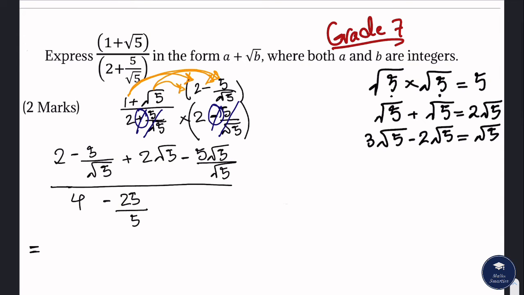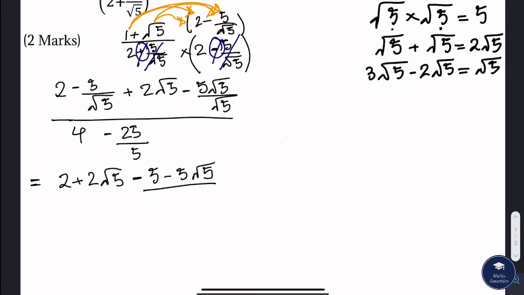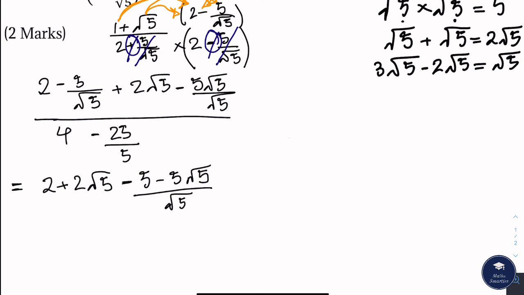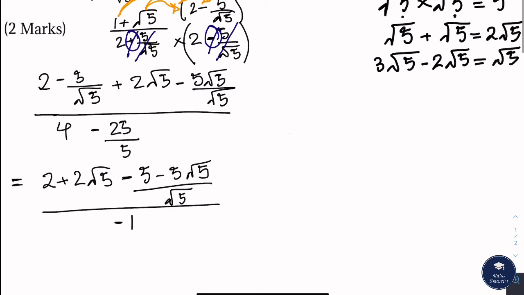2 plus 2 square root 5 and the negative 5 over square root 5. Don't forget the denominator, square root 5 over 4, take away 25 over 5, which is minus, because 4 take away 5 is negative 1, or minus 1. Okay, now further simplify.